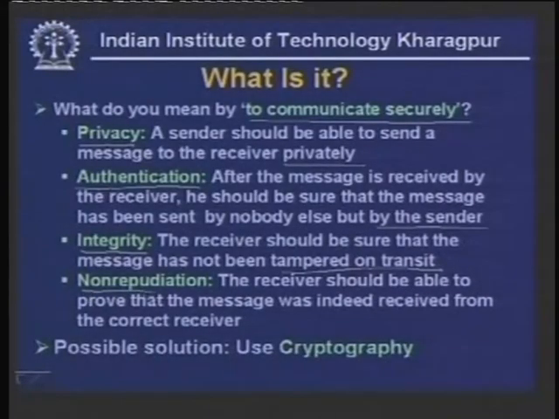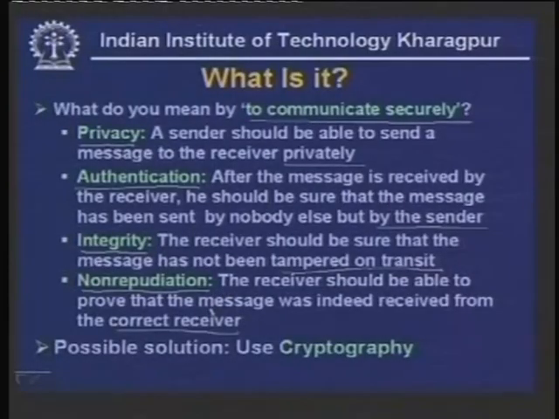Finally, the fourth important component is non-repudiation. The receiver should be able to prove that the message was indeed received from the correct sender. That means, suppose a subscriber tells a bank to pay some money to a particular customer, over phone or over electronic media. But after some time he may come to the bank and say, no, I did not send it. Then it is the responsibility of the bank to prove that that person actually gave the instruction to pay. So, that is the function of non-repudiation.